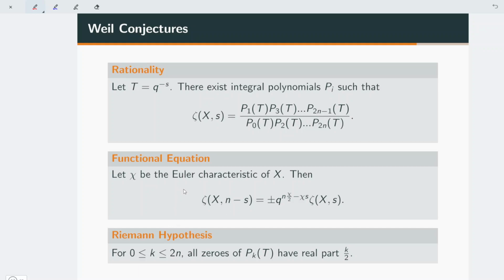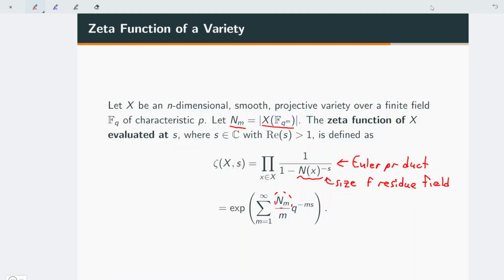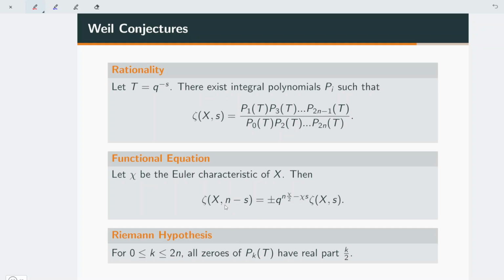So the second conjecture is called the functional equation conjecture, which says that if chi is the Euler characteristic of the variety X, then we get this reflection formula. So remember, in the zeta function for the Riemann zeta, it was zeta of 1 minus s. Well, now it's zeta of n minus s being related to just zeta of s, multiplying by this junk out here.